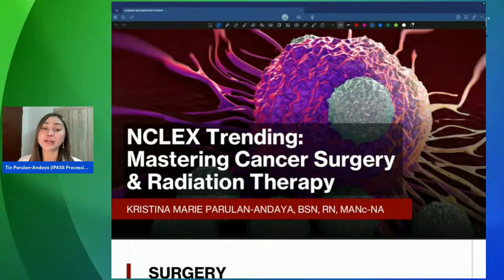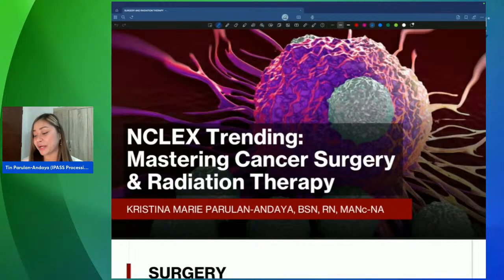And for radiation therapy, the focus is often on the safety precautions, the client education, and managing the side effects of radiation. So, things you absolutely must know to protect both your patient and yourself. Yes or no? Yes. So in the next hour, we're going to break down these two major cancer treatments in a way that's simple, memorable, and of course aligned with NCLEX test-taking strategies. By the end of our session, you will feel more confident answering these questions correctly on your exam day. Are you ready?